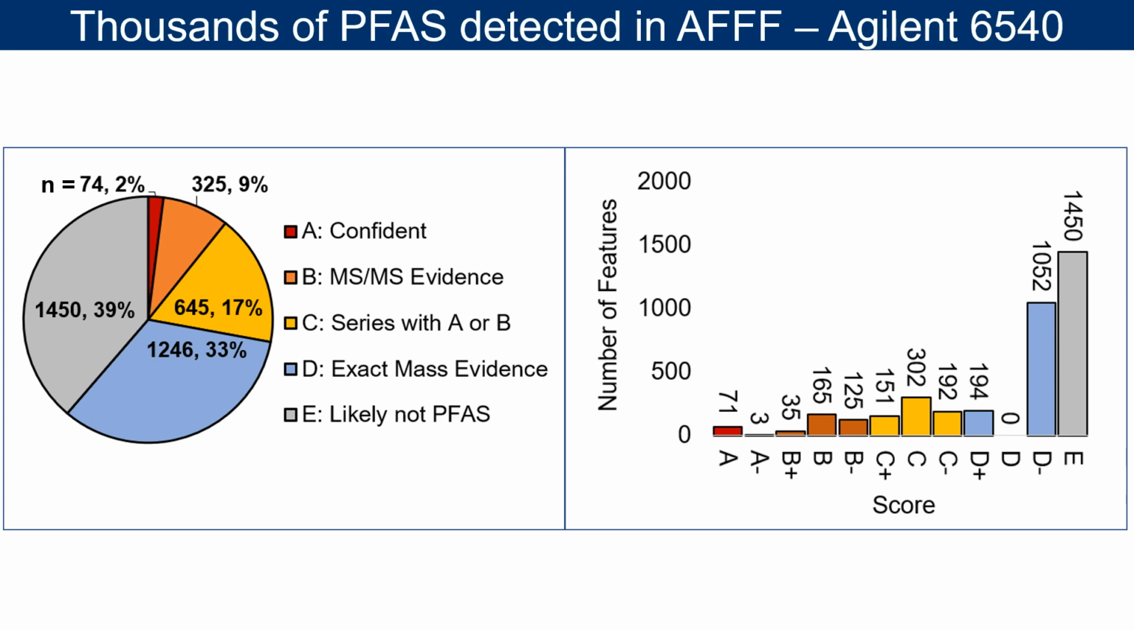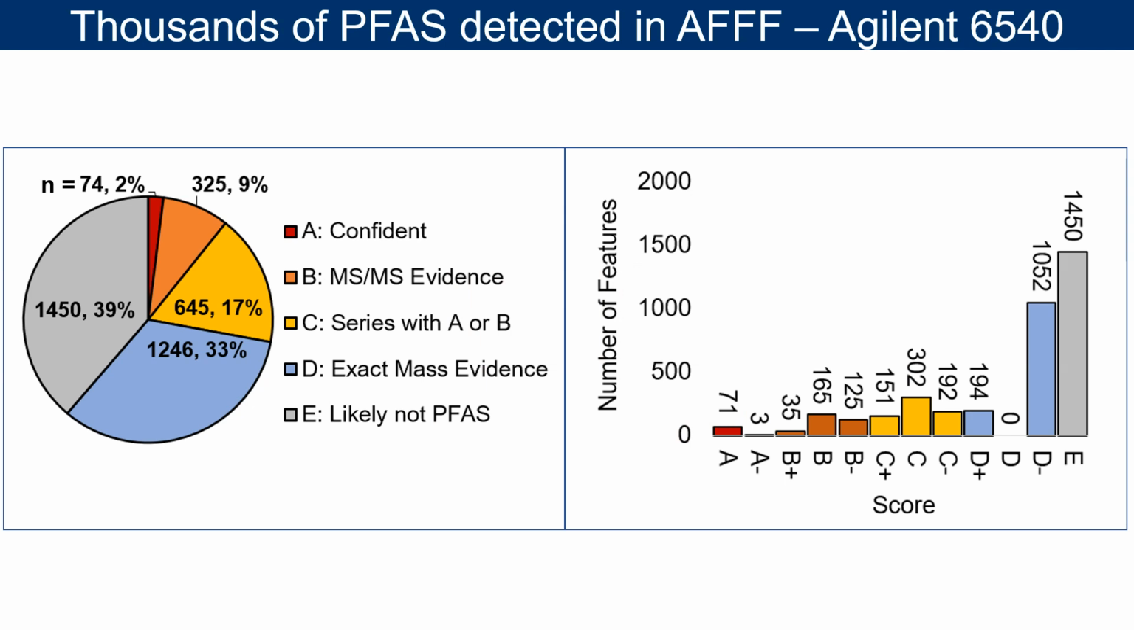Furthermore, you can see another 325 or 9% of the detected features have some type of MSMS evidence of fragment screening, etc. And that will give you a starting point to look into these compounds and determine what they are. Whereas another, about a third, have some type of exact mass evidence, may or may not be PFAS, whereas 39% we can remove right away because they're unlikely to be PFAS. They don't have the right mass defect, they don't have an exact mass match, and no MSMS evidence.